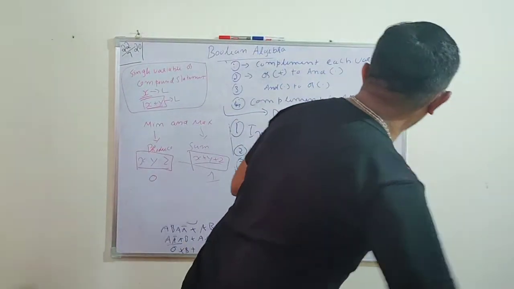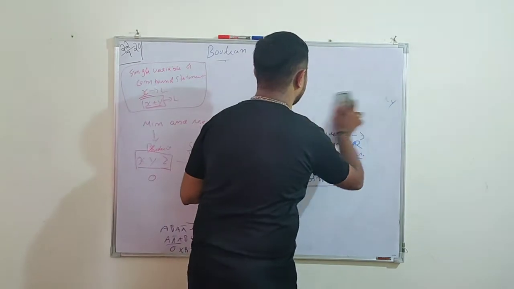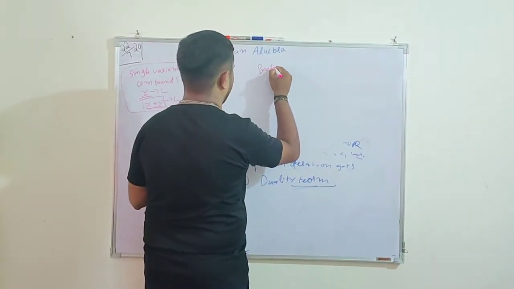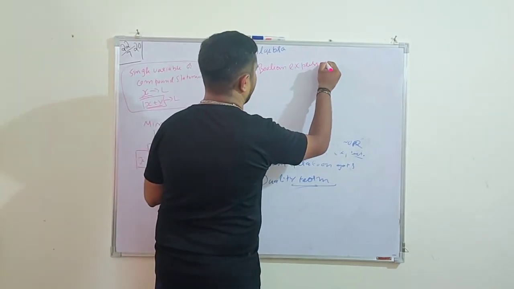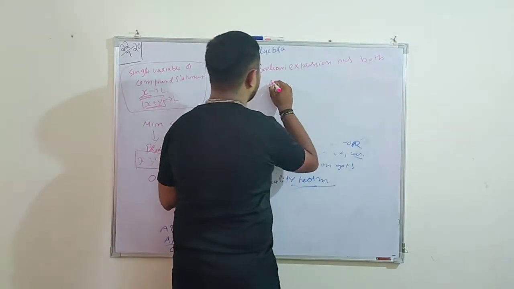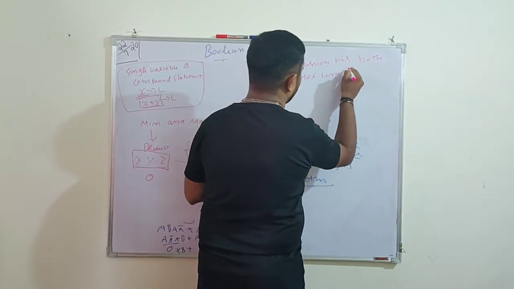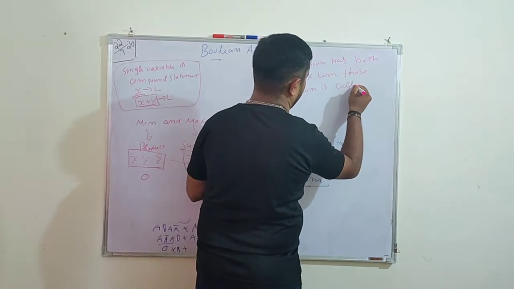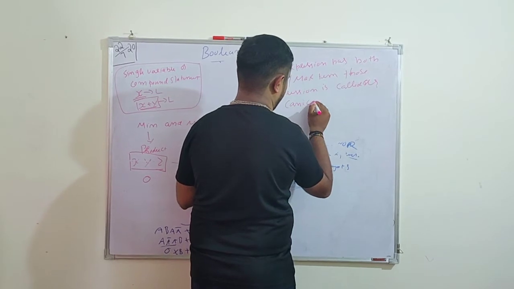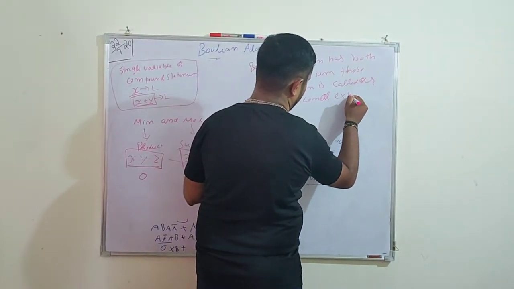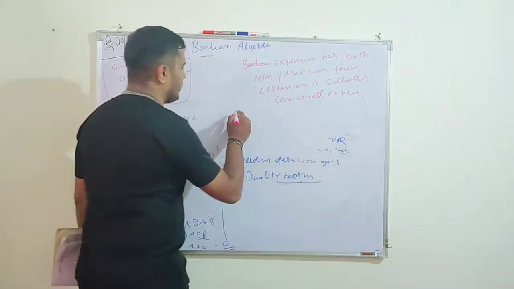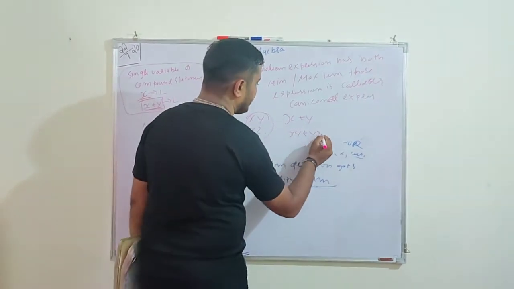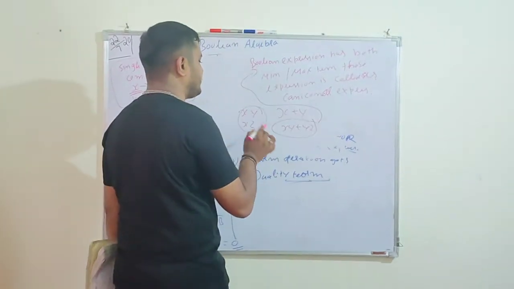So we also have a canonical expression. A canonical expression is when a Boolean expression has both min terms and max terms; those expressions are called canonical. Sometimes we will never have only a min term like xy or xz. It may have a combination like xy plus yz. So a combination of the expressions is called a canonical format.